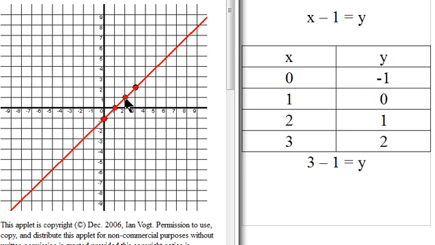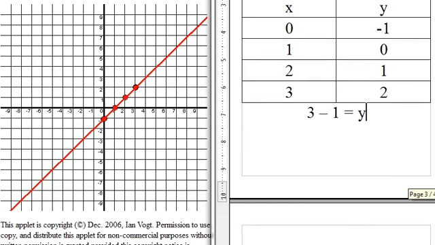This line has a slope of 1, up 1 over 1, and it has a y-intercept of 0, negative 1 there. And this is the graph of this particular equation. So let me go on, I'll do a second one, and we'll work it the same way.